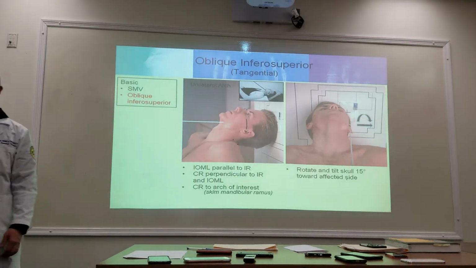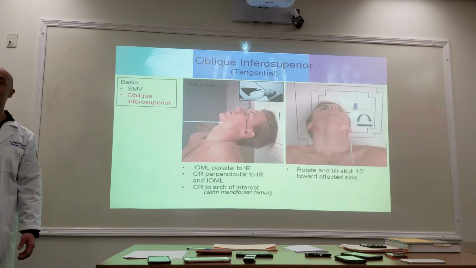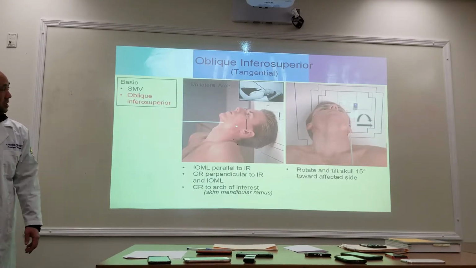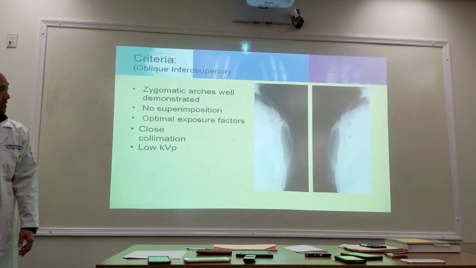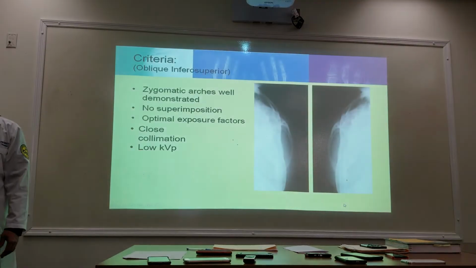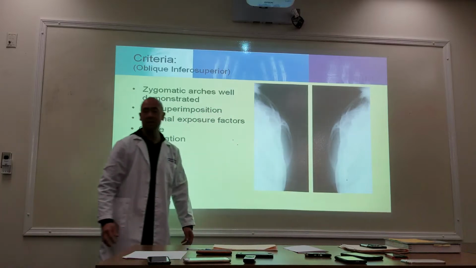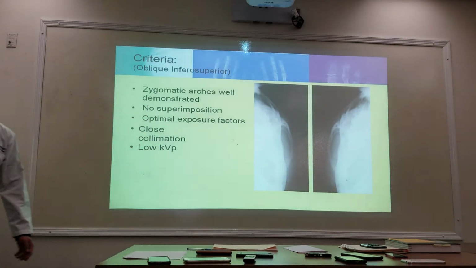All right, so superimposed. Got that 15, 15. 15 rotation, 15 tilt. And then you skim the ramus, and now you have it isolated. Okay. Again, lower kV, we don't care about all these other structures. We want to use a low kV just to isolate the zygomatic.